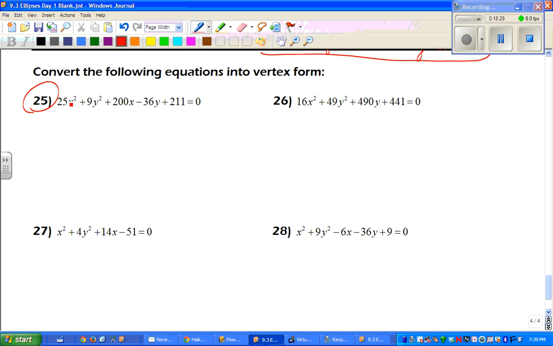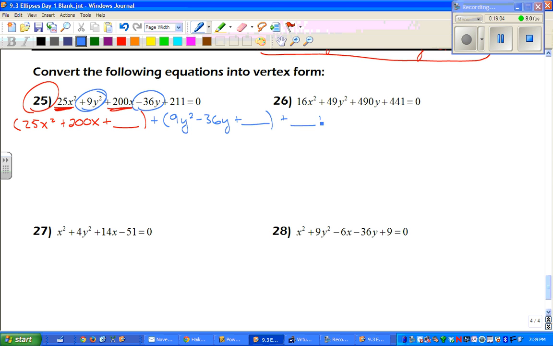So our first process is to group our x's. So when we look at 25, I've got 25x squared and a positive 200x. So let's group them. 25x squared plus 200x plus a space. Okay, now I have two y values. I've got a positive 9y squared and a minus 36y. So let's group those. So plus, in parentheses, 9y squared minus 36y plus a space. Okay, so I have two spaces inside parentheses, so I'm going to make two outside. I have a positive 211. And I have to set it equal to 0.